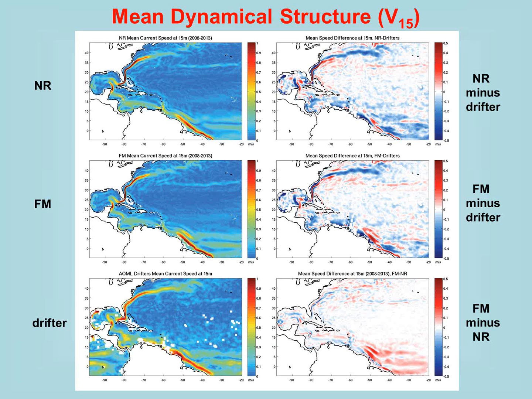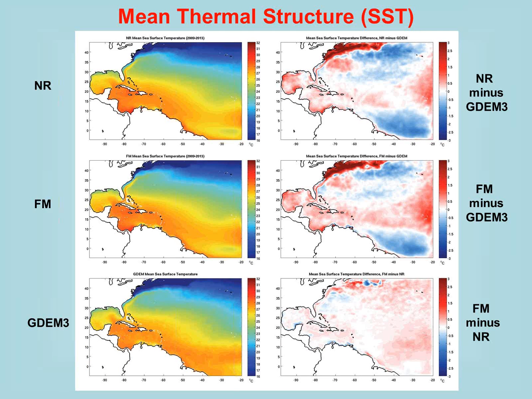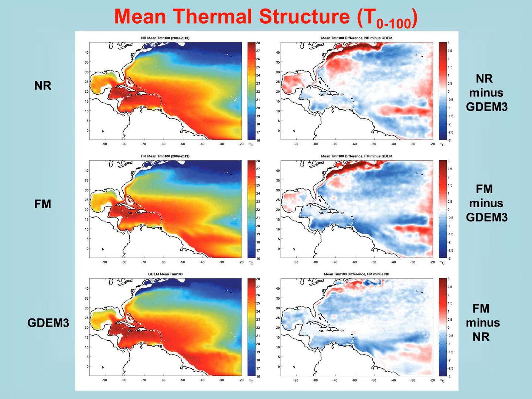This is now the mean thermal structure of sea surface temperature. Again, the surface variables are strongly controlled by the atmospheric forcing, and we tend to see the differences between the two models be somewhat smaller than the differences between each model and observations. But if we look at temperature averaged between the surface and 100 meters, the differences are still perhaps a little smaller than we'd like, but they're closer to the differences between models and observations.